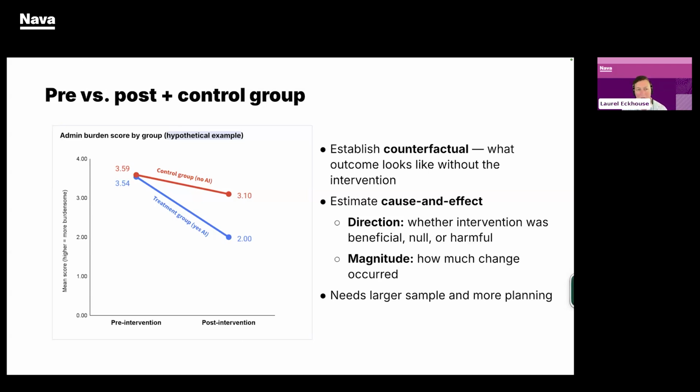You typically need a larger sample size than you do with just a pre and post assessment or with primarily qualitative data. It also needs to be planned in advance before you roll out the intervention. At Nava Labs, we're doing a lot of work to embed evaluation in projects from the beginning so that we can make sure that we can design the implementation and the intervention up front in order to get causal measurements.